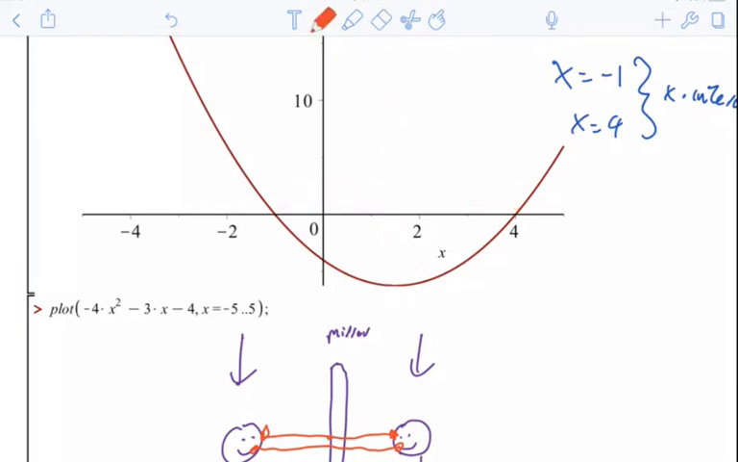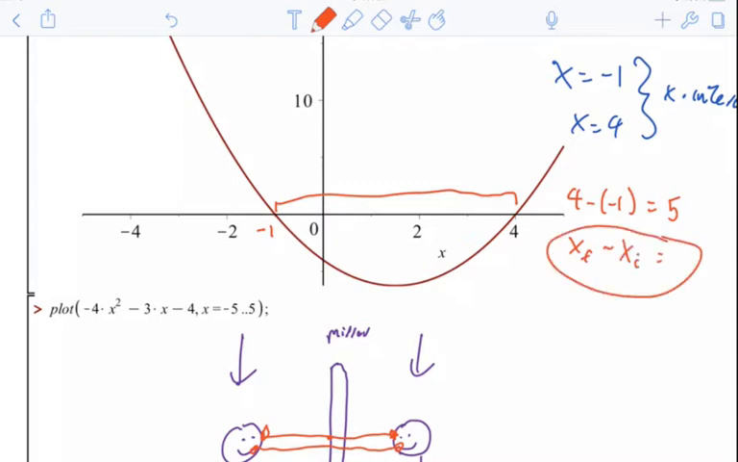So let me do it on this one here. What's the distance between here and here? That's -1, and that's 4. So the total distance is 4 minus -1, which is equal to 5. To find the distance between 2 points, you go x final, the bigger, minus x initial, the smaller one. So it's 5. You can see that it's 5. So what's half the distance between them? Half that distance is 5 over 2, so that's 2.5.